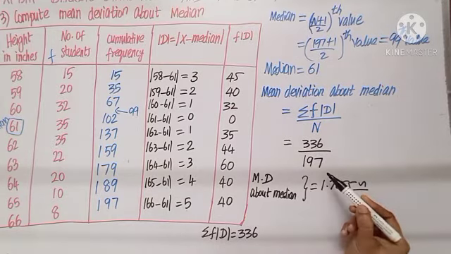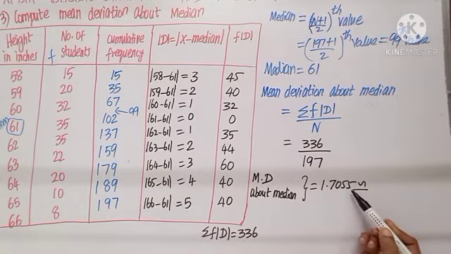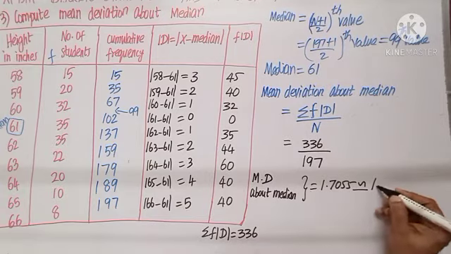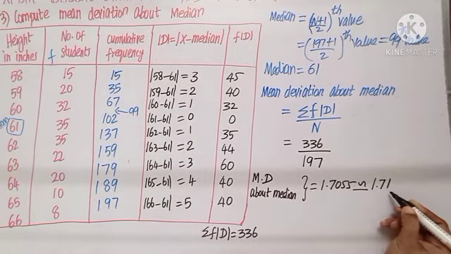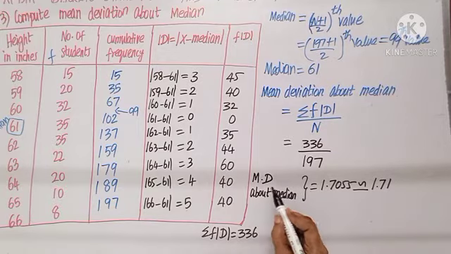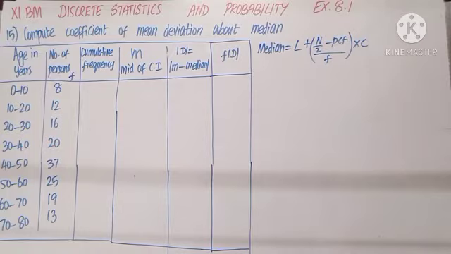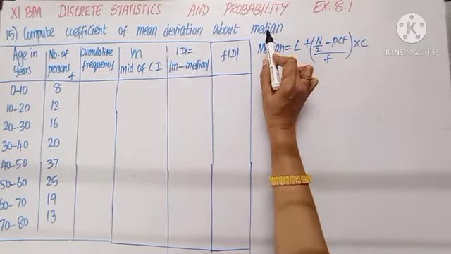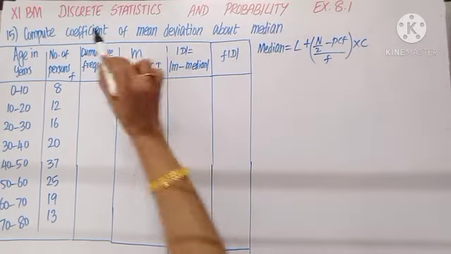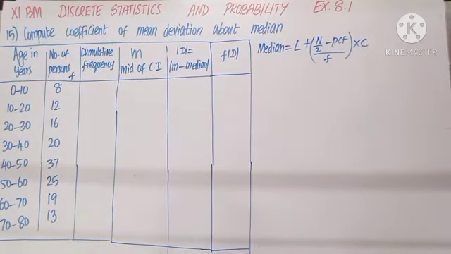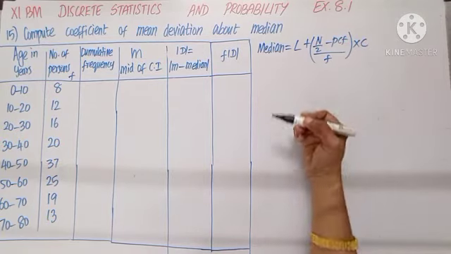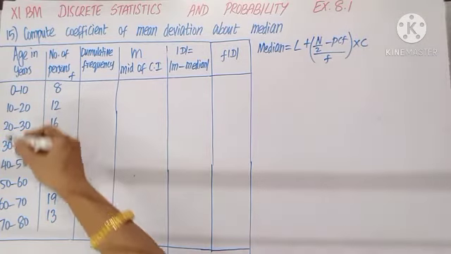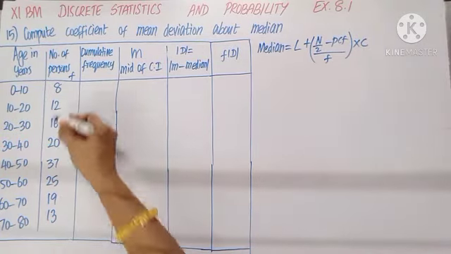As we divide, we get 1.7055, approximating which I get 1.71 as the mean deviation about median. Question number 15, the same pattern, we are going to find mean deviation about median. Here, coefficient is asked. Let us proceed in the same pattern. Given class intervals and frequency.